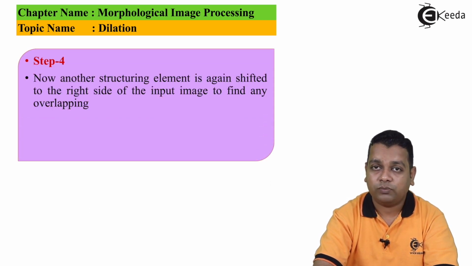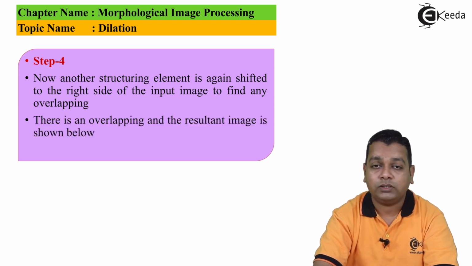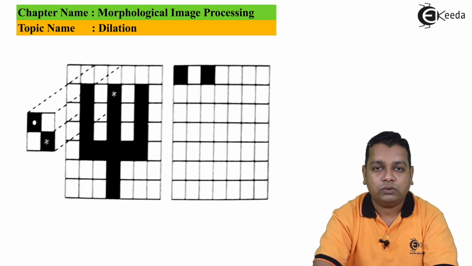Now we have step number 4, following step number 3. Now the structuring element is again shifted to the right hand side of the input image to find any other overlapping or not. There is no overlapping in this situation, and the resultant image can be shown. Here we have shifted to another place, and there cannot be any output in this case.